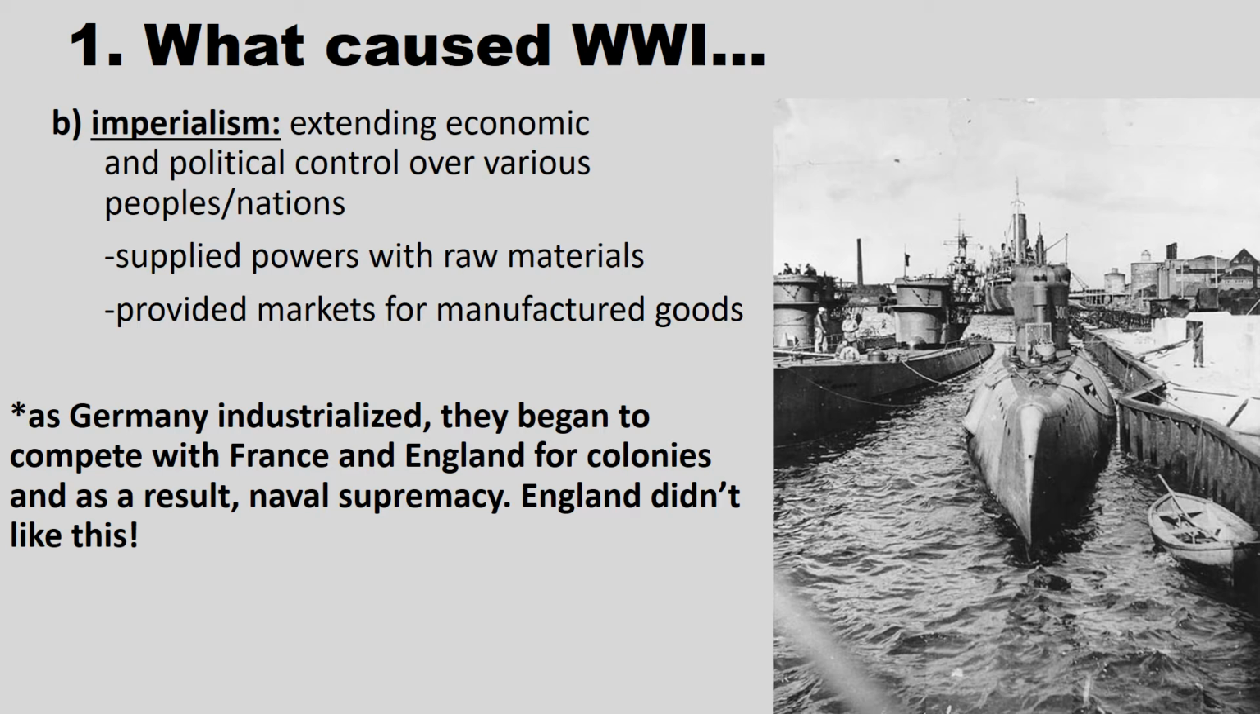Another cause of World War I, of course, is imperialism. For centuries, European nations have been building empires all around the world. Of course, imperialism, as you remember from last chapter, is extending a powerful nation's economic and political control over various peoples and smaller nations. And there was a reason for this. You just have to think of England, that little island. Colonies supplied England and other powers like them with raw materials to fuel their industrial revolutions.